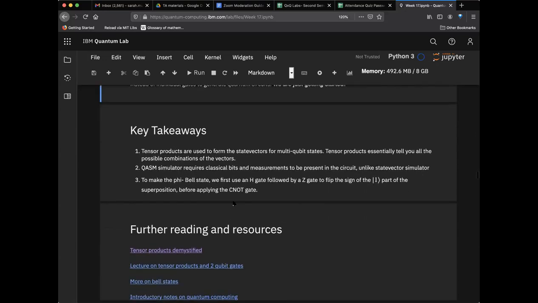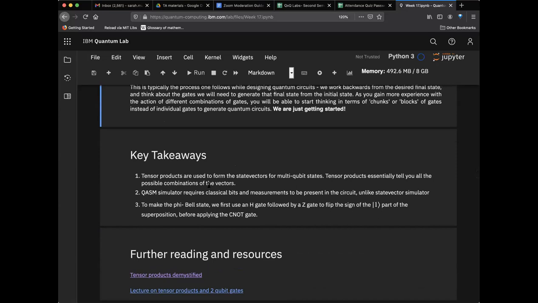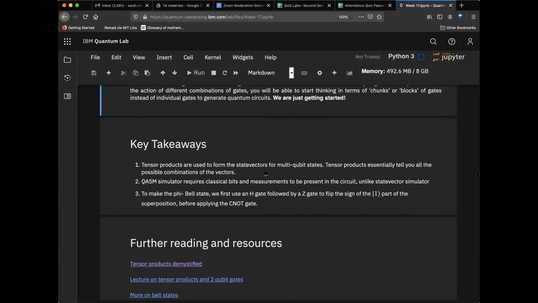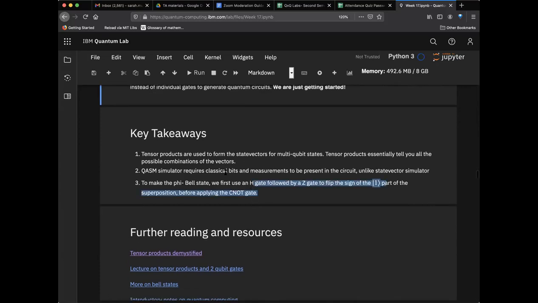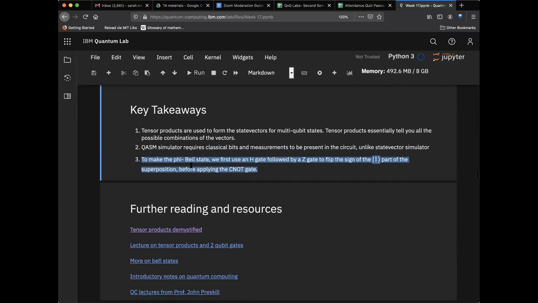So our key takeaways for this week are that you can use tensor products to create multi-qubit state vectors. The QASM simulator, which emulates the behavior of a real quantum computer, requires classical bits and measurements in order to get the results, while the state vector simulator will just perform the mathematics we want. So if we were just going to check our hand-done math, we could easily do it with the state vector simulator. It would be faster. We can also use the QASM simulator to see what it's more likely to look like on a real quantum computer. And this is the gate sequence we want for the phi minus Bell state.